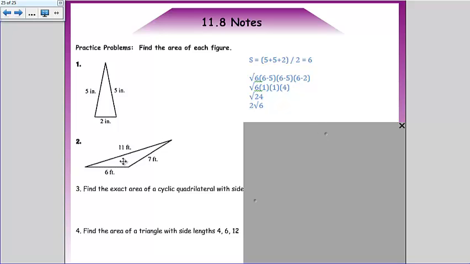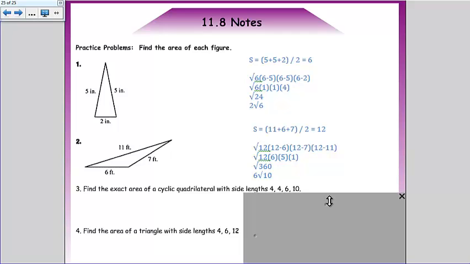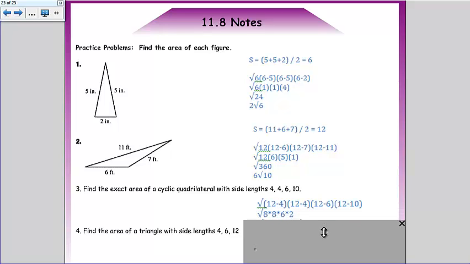The second one, we have another triangle, so we're using Hero's formula. Find the semi-perimeter, insert into our formula, calculate, multiply, get a simplified square root. On number 3, we have a quadrilateral, so we are going to be using Brahmagupta's formula. Semi-perimeter, we establish as 12. Properly put into our formula, get to our multiplication, simplify our radical, and that is it with that one.